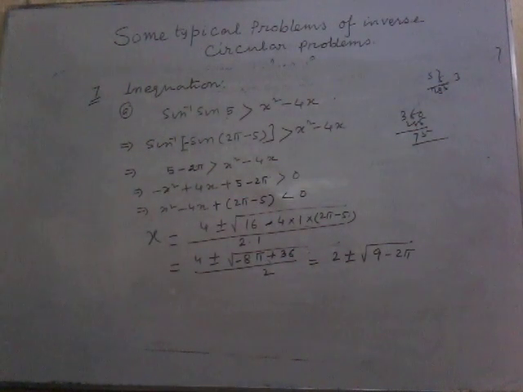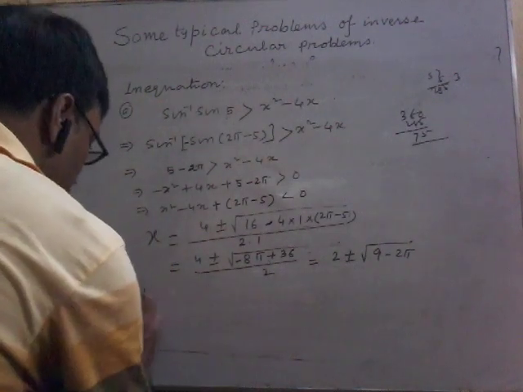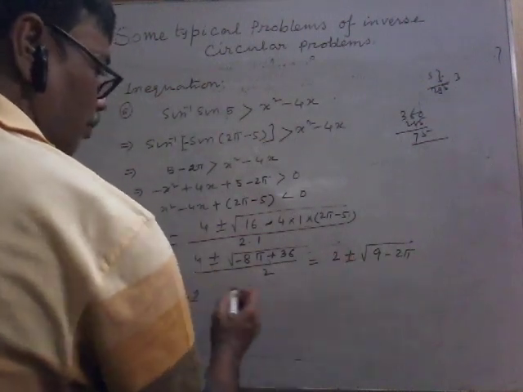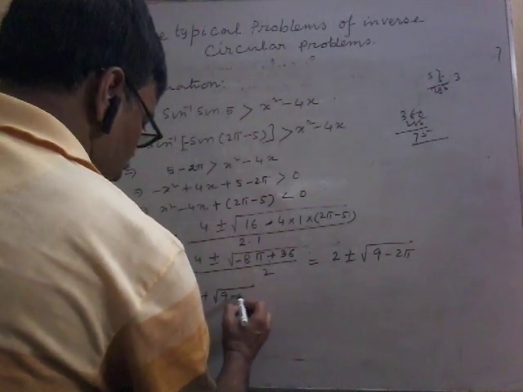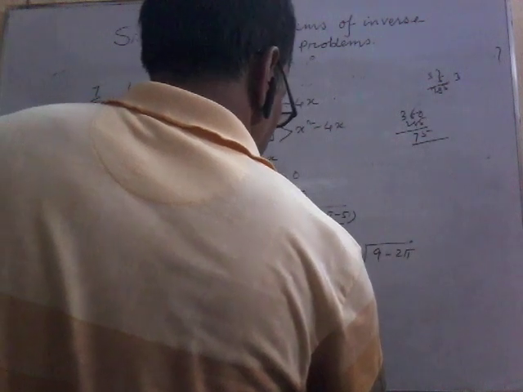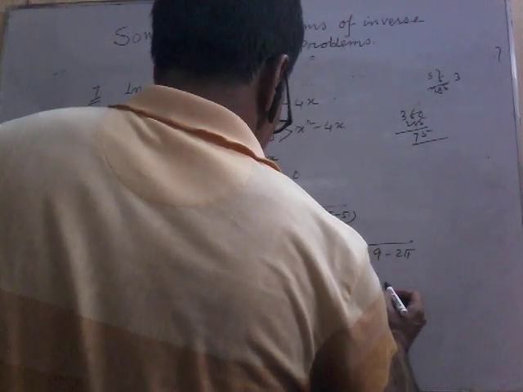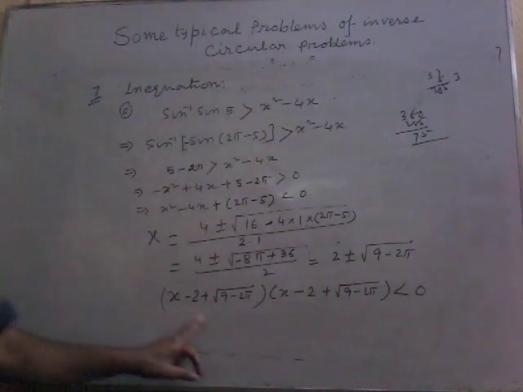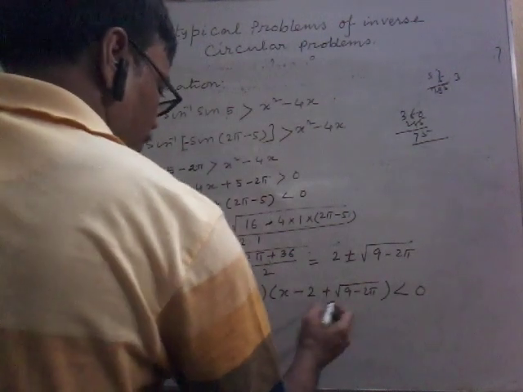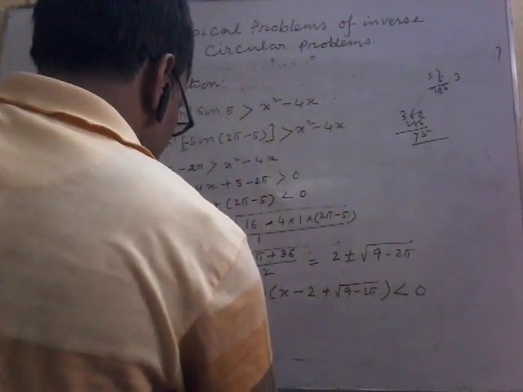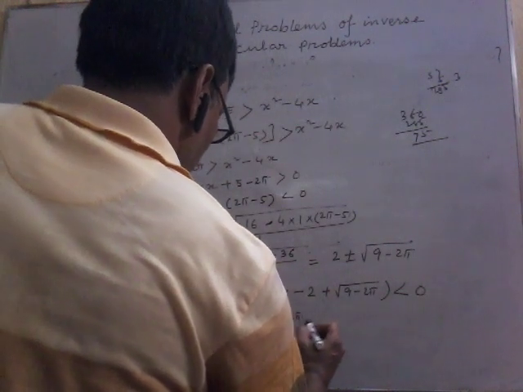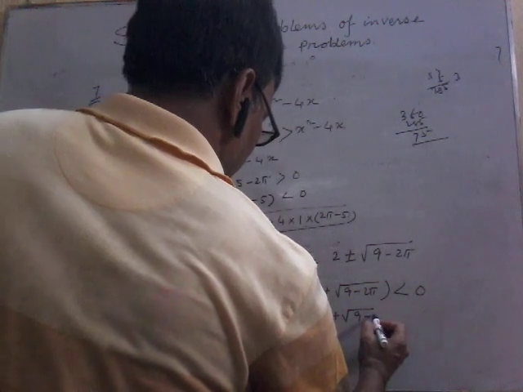So, look, this is a less than inequation. So what we are actually getting: x minus 2 plus square root of 9 minus 2 pi, into x minus 2 minus square root of 9 minus 2 pi, is less than 0. So this is a less than inequation. So x belongs to what? X belongs to the interval 2 minus root of 9 minus 2 pi comma 2 plus root of 9 minus 2 pi.